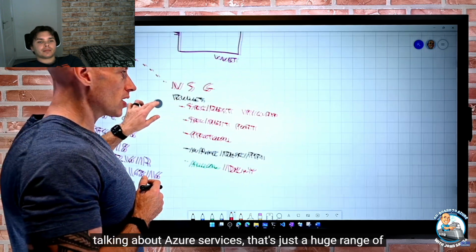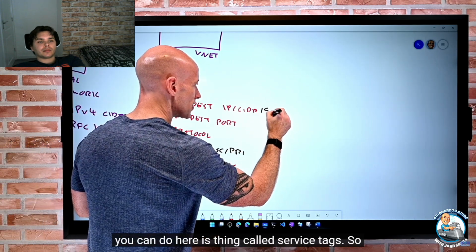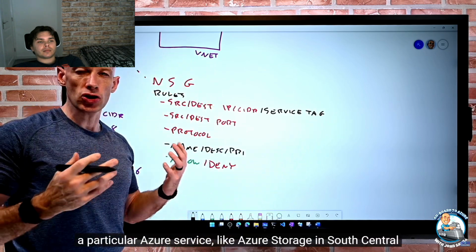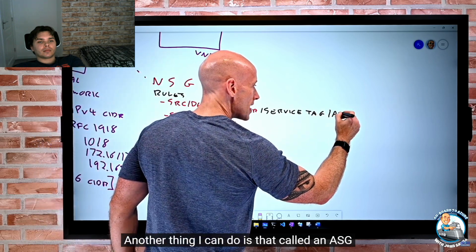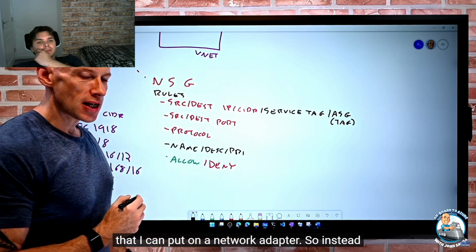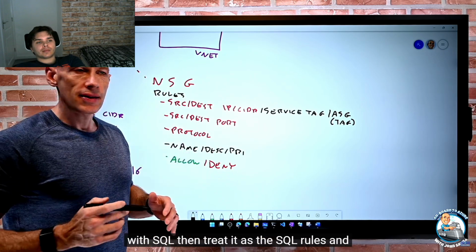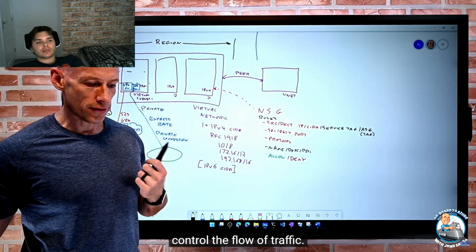Sometimes when I'm talking about Azure services, there's just a huge range of different IP ranges they may use. So the other thing you can do here is something called service tags. A service tag represents a set of IPs used by a particular Azure service, like Azure Storage in South Central US. Another thing I can do is something called an ASG, an application security group. This is really just a tag that I can put on a network adapter. So instead of having to worry about what IP address something is, I can say, if this NIC is tagged with SQL, then treat it as the SQL rules and apply it. But think about NSGs as the way to control the flow of traffic.